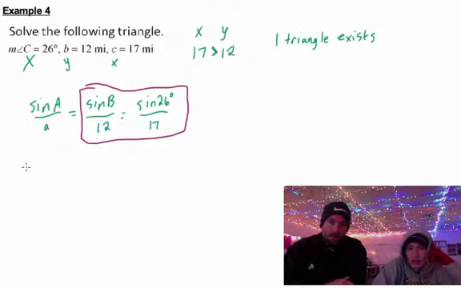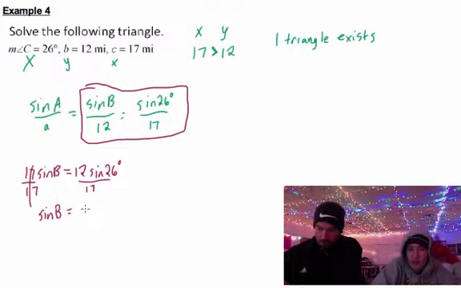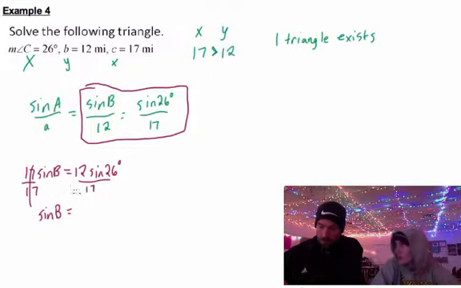So if I cross multiply here, 17 sine B equals 12 sine 26. And so we divide both sides by 17 to solve for sine B. Now how do I get rid of the sine in front of B? I have to take the inverse sine of both sides, which is why sometimes we get two triangles, because inverse sine sometimes has more than one answer that can be true. But we already figured out there was only one triangle. So I'm going to punch this in real quick.